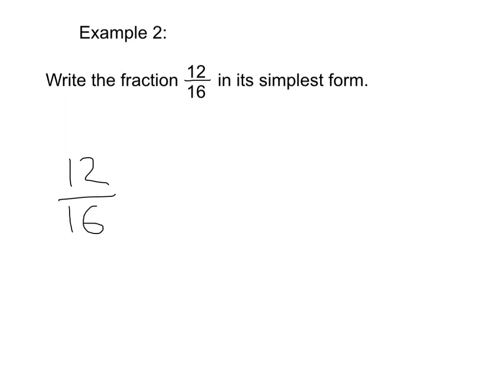And now we're looking for common factors. And, well, a common factor of the top and bottom is 2, but the highest common factor is 4, because 4 divides evenly into 12 and 16. So we're going to divide the top and bottom by 4 to give us our simplified fraction. So 12 divided by 4 is 3, and 16 divided by 4 is 4. So 3/4 is our fraction in its simplified form.